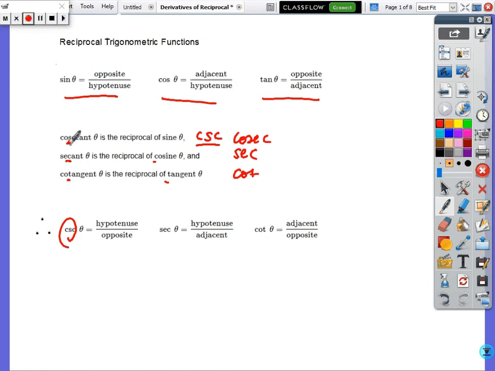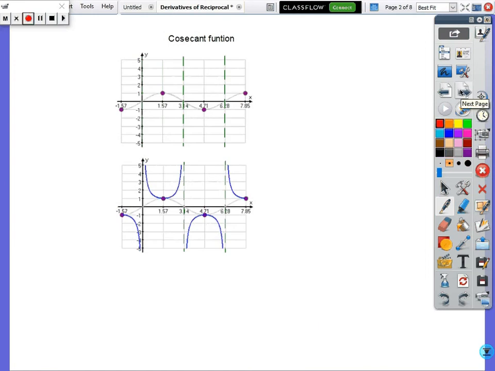Okay, so the third letter is S, so we just flip the relationship. So instead of opposite over hypotenuse, it's hypotenuse over opposite, etc. So they're the definition of the reciprocal, not inverse. Just to prove that they have a graph.